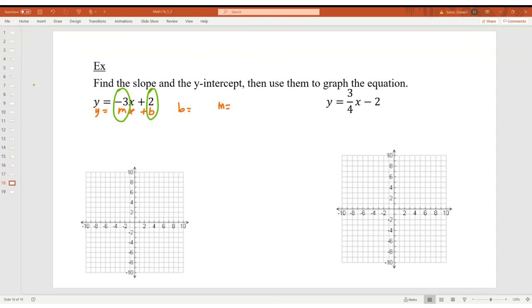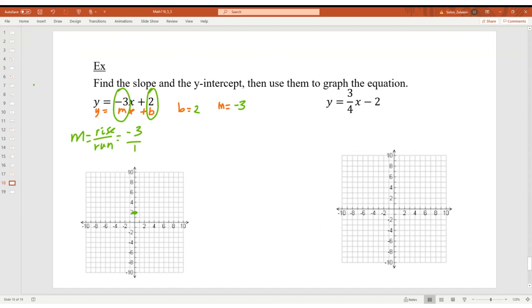So m is negative 3. b is 2. So b equals 2 is right here, the y-intercept. When you see b equals 2, that means it is on the y-axis. Now, using m, we find the second point. We know m is rise over run. Now, m is negative 3, that means it is negative 3 over 1. If you have a whole number, divide it by 1 to change it into a fraction.